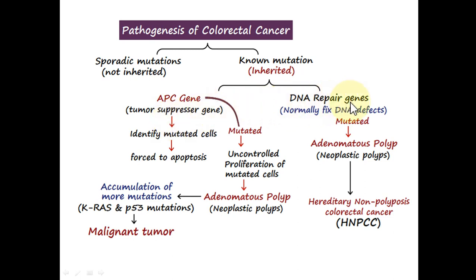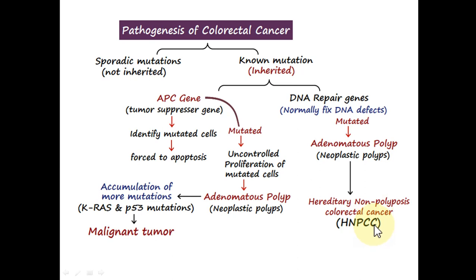The DNA repair genes normally identify DNA defects, and they will try to repair and fix DNA defects. These genes code for proteins that will fix DNA defects. But if these DNA repair genes themselves are mutated, what will happen? The uncontrolled cellular division will result in the formation of adenomatous polyp or neoplastic polyp. Since there is no APC gene mutation in this case, we call them hereditary non-polyposis colorectal cancer.